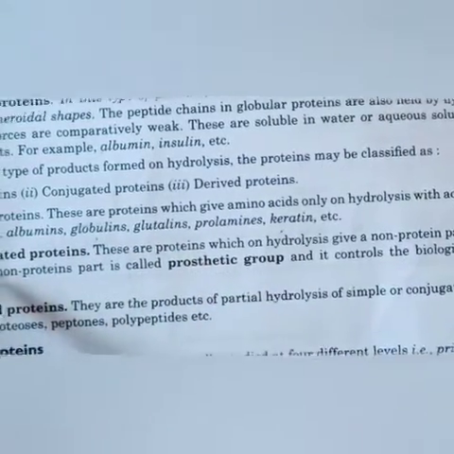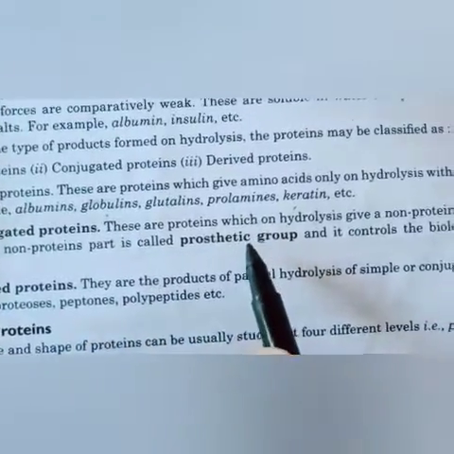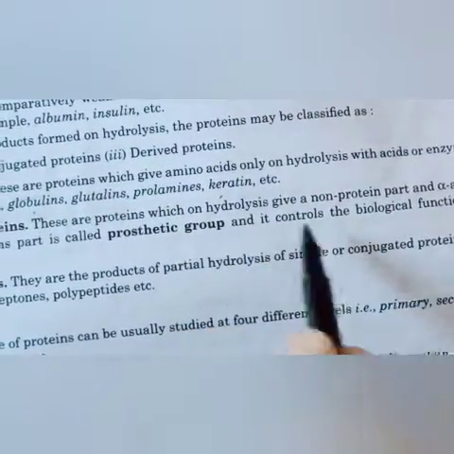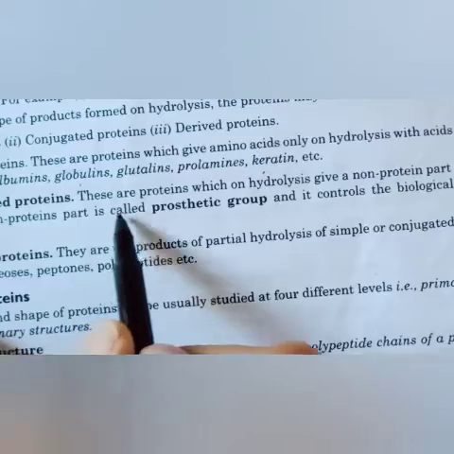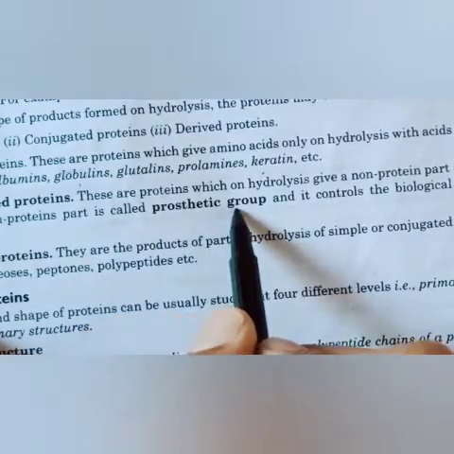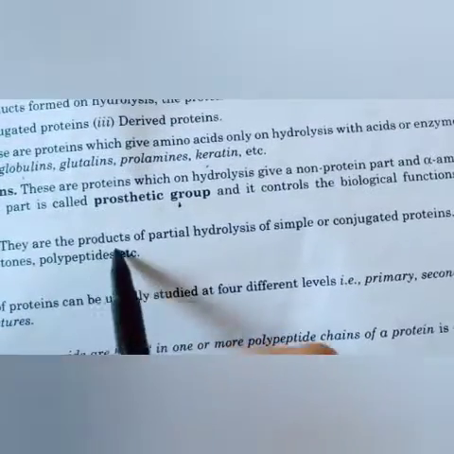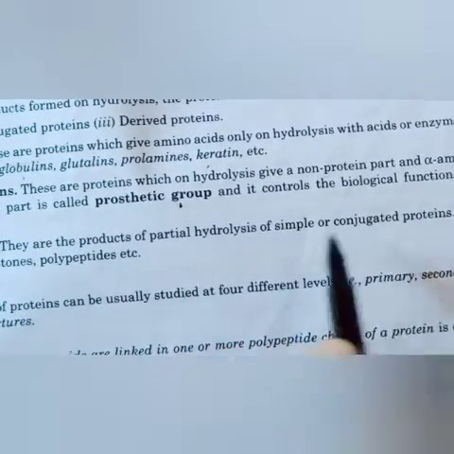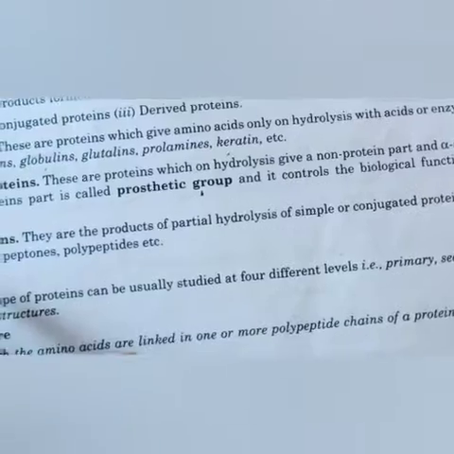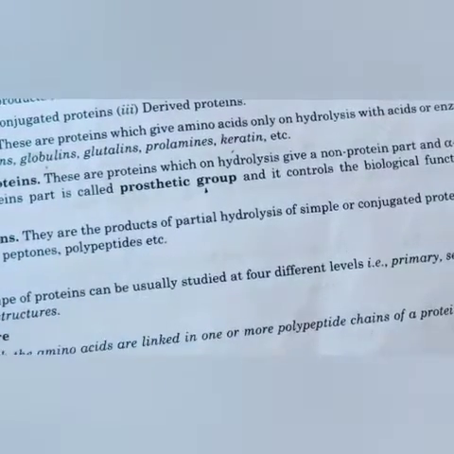These are conjugated proteins. These are the proteins which on hydrolysis give a non-protein part along with alpha amino acids. The non-protein part is called the prosthetic group and it controls the biological function of the protein also. Derived proteins are the products of partial hydrolysis of simple and conjugated proteins. For example, proteoses and polypeptides are there.